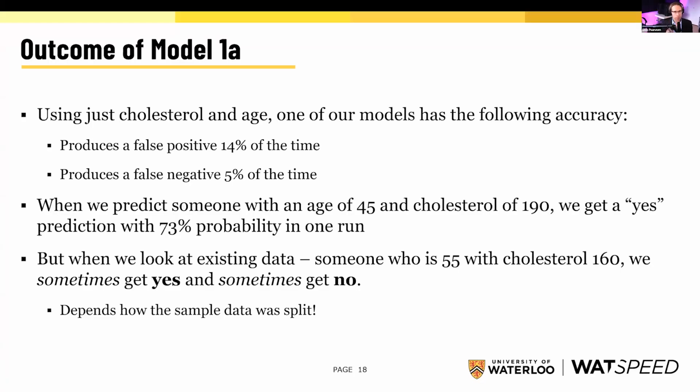So let's recap what we've done here. In one of the runs that we do of this model, I prepared the slides based on a different random seed. So just to recap, if we use a certain random seed using just cholesterol and age, we get false negative, false positive about 5% of the time. So if we predict somebody with an age of 45 and a cholesterol level of 190 for a given model, we can predict 73% probability. But if we look at existing data, somebody who's 55 with cholesterol 160, sometimes you might get yes, sometimes you might get no. Let me show you that.